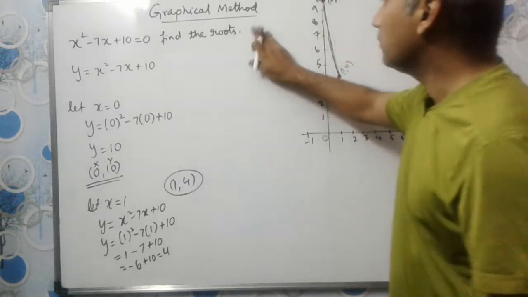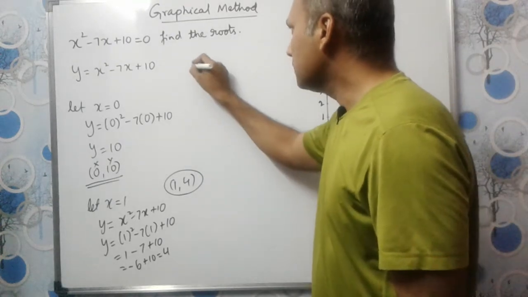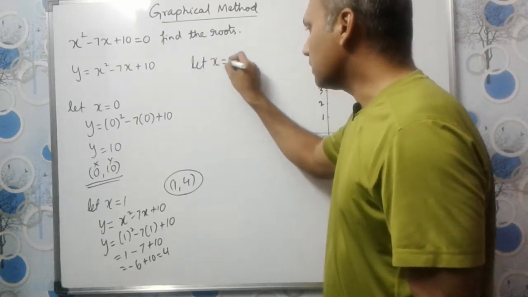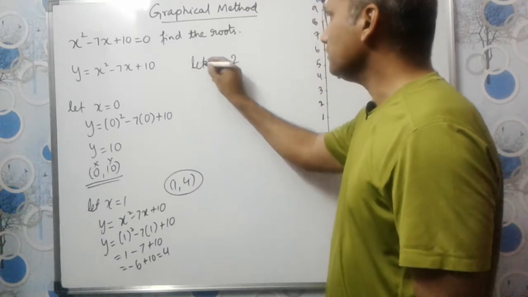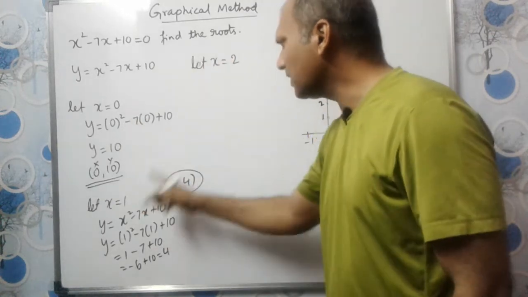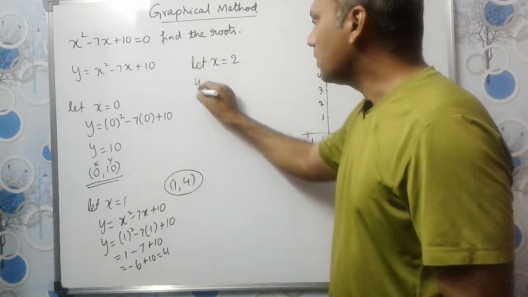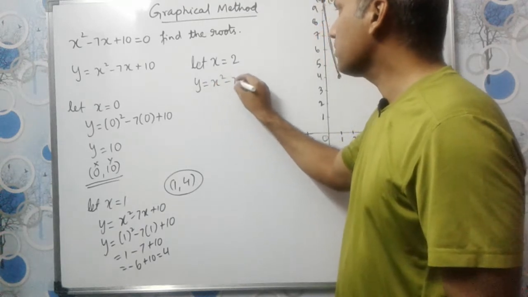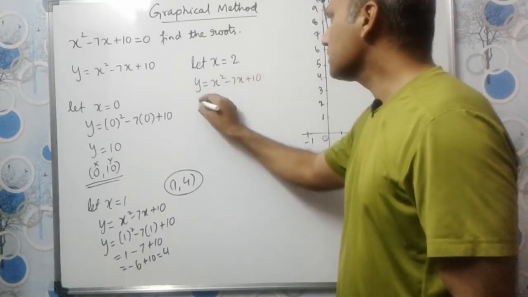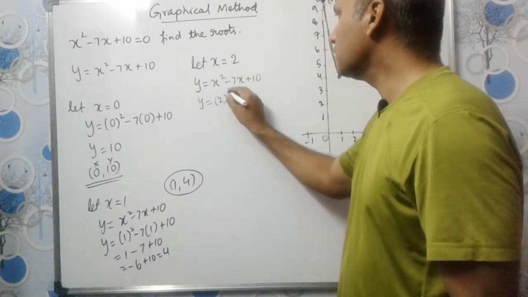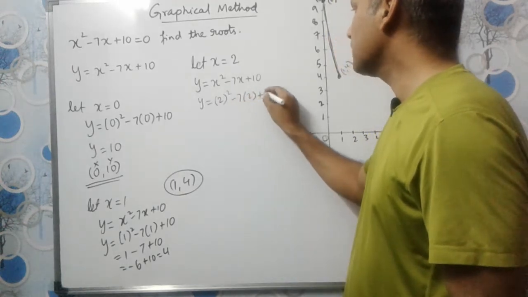We will find out. Now let x is equal to 2. We substituted 0, 1, now let us substitute 2. So what is y? y is equal to x square minus 7x plus 10. So this y will be equal to 2 square minus 7 into 2 plus 10.